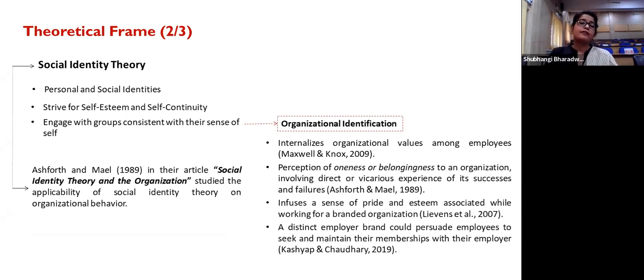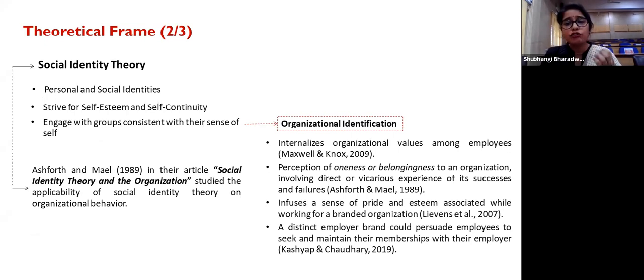As individuals strive for self-esteem and self-continuity, they are likely to engage with those groups that are consistent with their sense of self. As it was only confined to understanding identities in terms of group behavior, Ashforth and Mael in the year 1989 extended it to understand identity in terms of organizational behavior, and that's how organizational identification emerged.